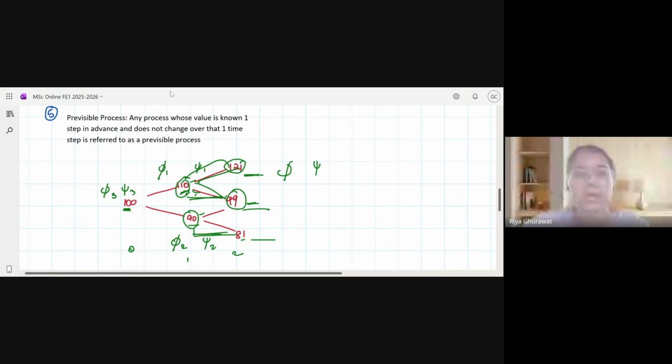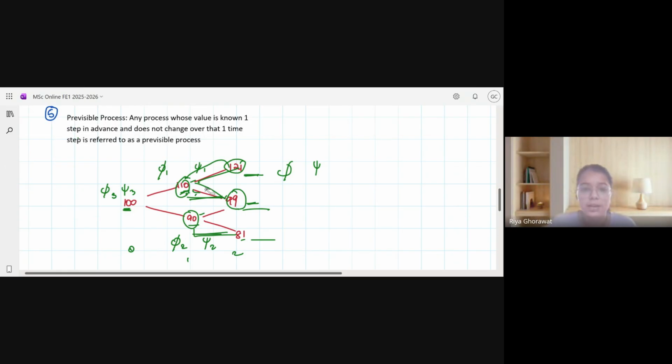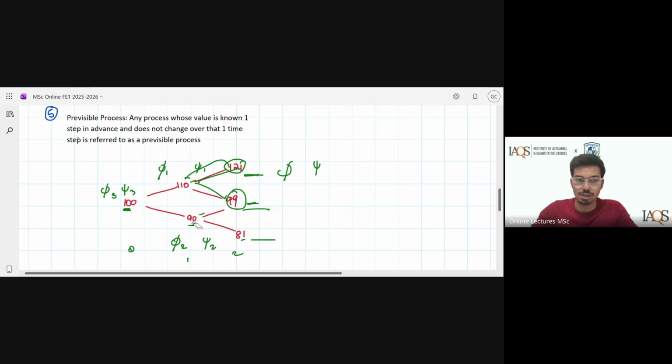So sir, that means for that particular time period, one time period, the phi and psi will be a predictable process that we know. Predictable process. Yes. Okay.